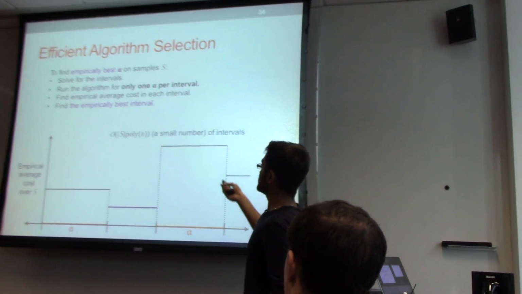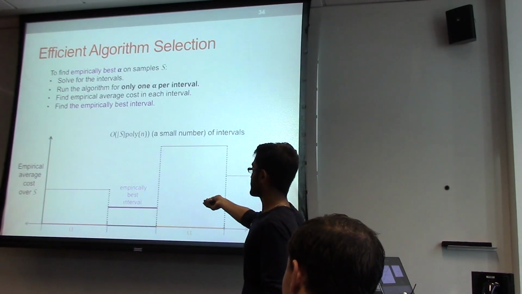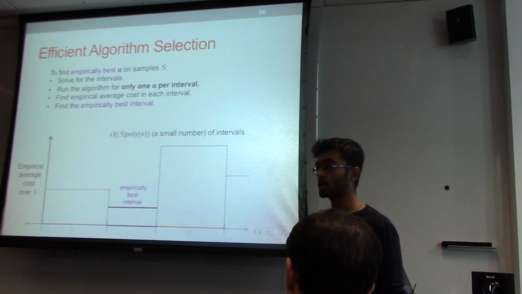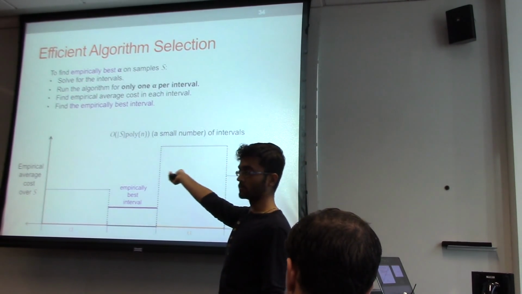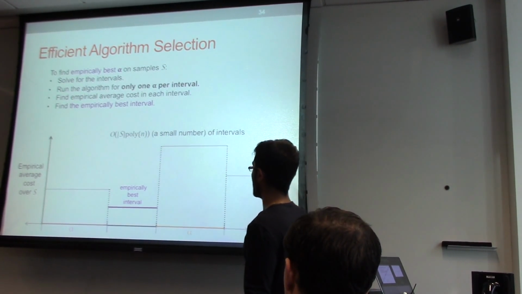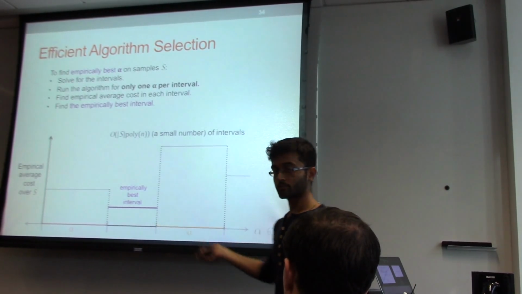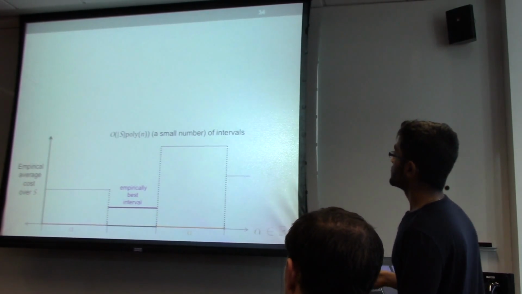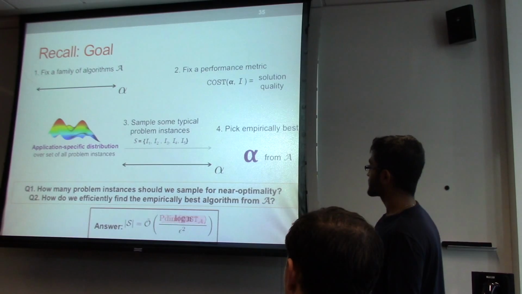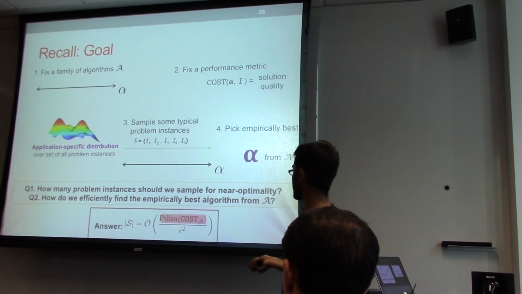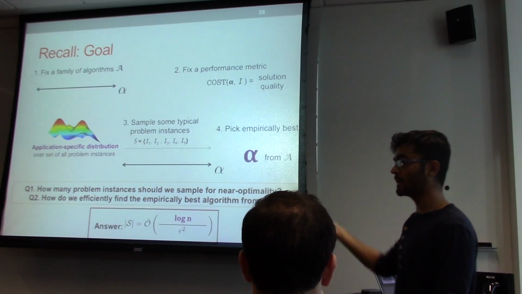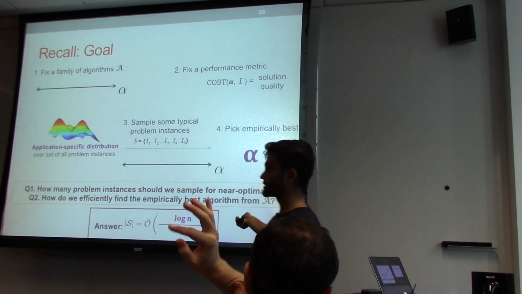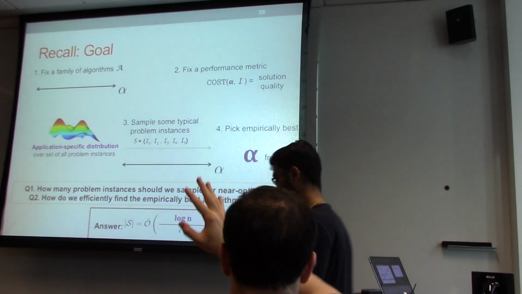And then I can run alpha and find the empirical average cost, and I can find the empirically best interval. So this is going to be efficient because the number of samples is not too large, and I have very few intervals. Okay. So going back to our question here, the sample complexity is now very small, where n is the number of points in each problem instance.